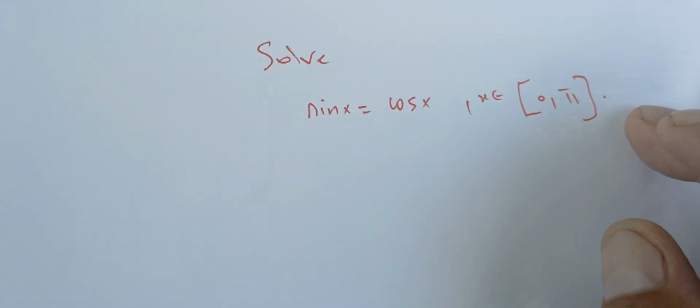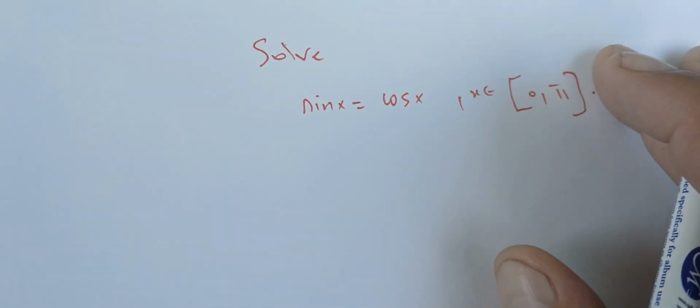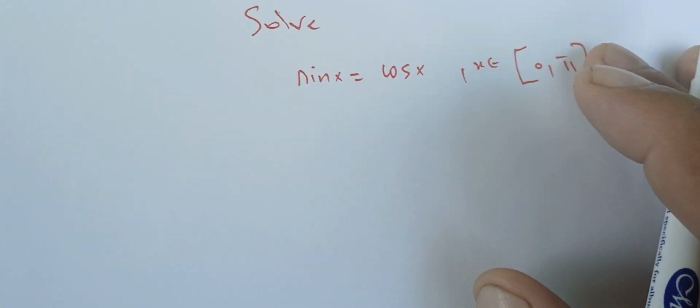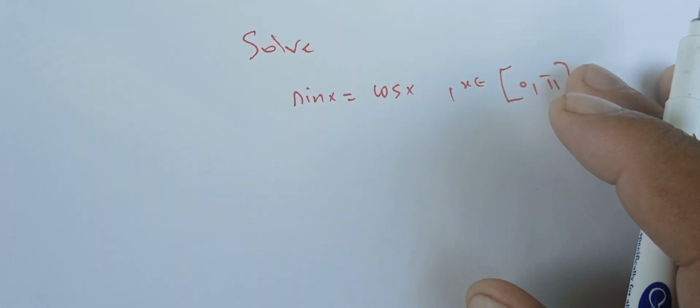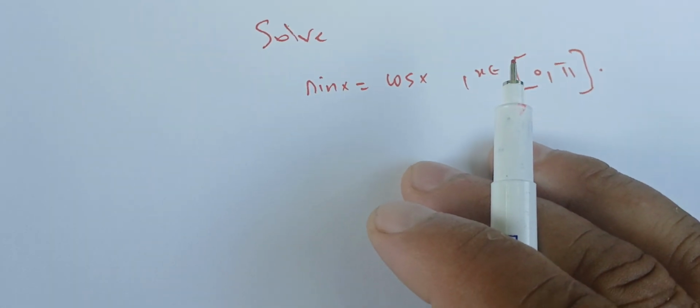Then we do it on minus pi to pi. And after that, we can do the general solution. Okay, but first let's do this one here on this interval 0 to pi.